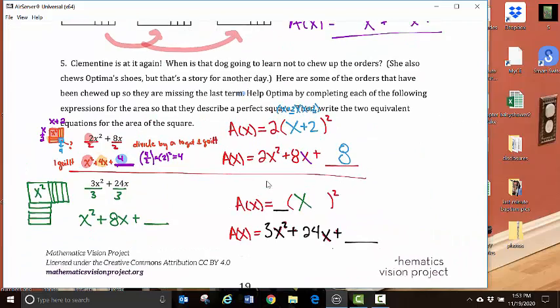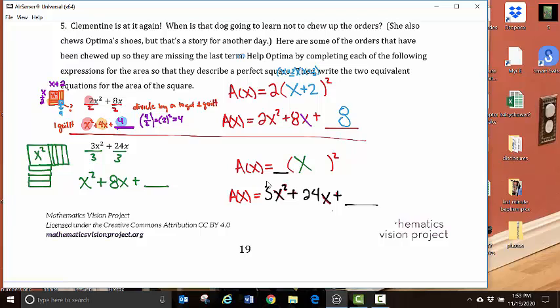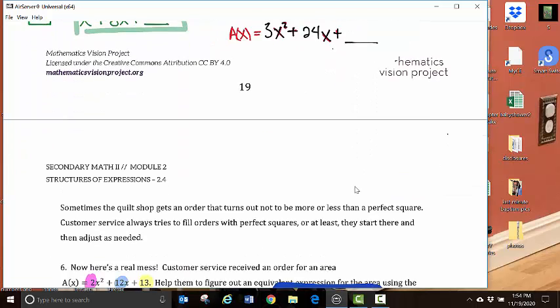And I'm going to let you do the same thing here. This time we had 3 quilts, so you have to divide by 3. So this is what you would get for 1 quilt. And I've even started the picture for you. And you just need to figure out the length and the width of this quilt, how many quilts, and how many little pieces.